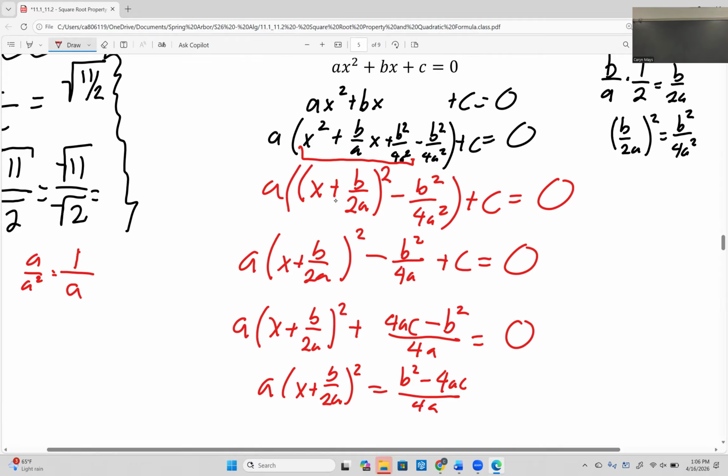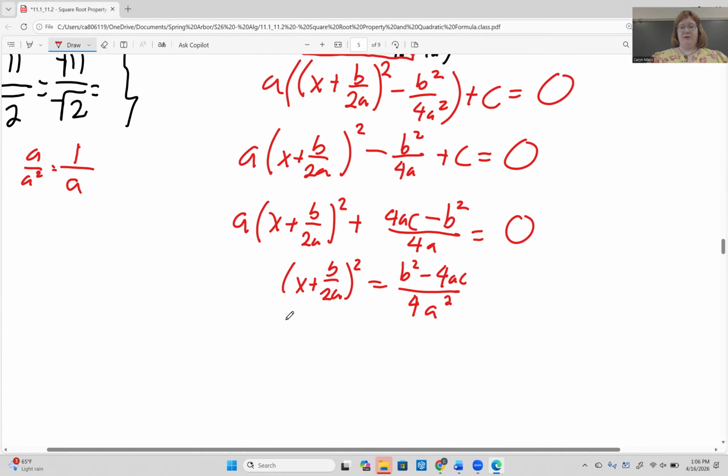Okay, what's the next thing we did to get x minus x? There's still something out here. Divide by that a. I'm going to divide by a. Since I already have an a in the denominator, it's going to raise that power. So I have a 4a squared in the denominator. Now square root. When I take the square root, what comes with it? What do we write with a square root? Plus or minus. The square root of b squared minus 4ac all over the square root of 4a squared. What's the square root of 4a squared? 2a.